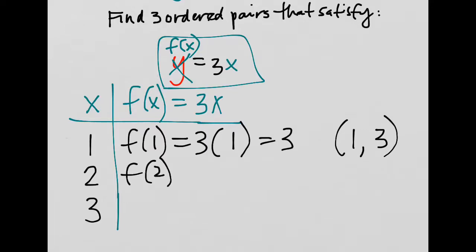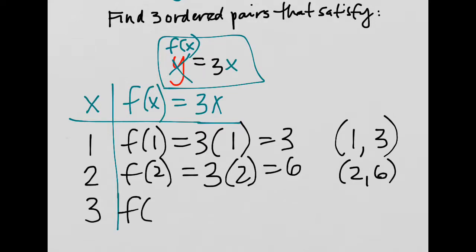F of 2 gives me 3 times 2 this time. Remember, referring back to my original equation, gives me 6. So I have the point 2, 6. And f of 3 is equal to 3 times 3. So it's 9.